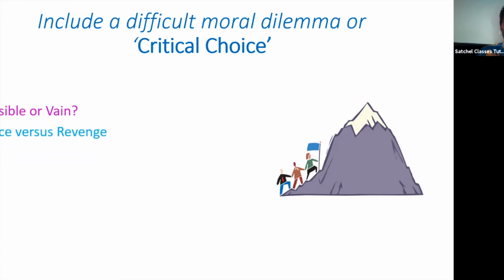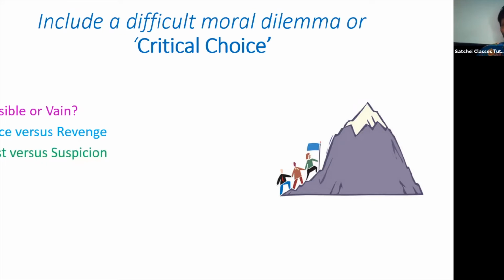You could also have a choice of peace versus revenge. Perhaps the younger sibling is being bullied and the character has to decide whether they're going to stand up to the bully, which is a younger child, or whether, by standing up to the bully, they're going to make things worse for themselves and for their younger brother or sister.